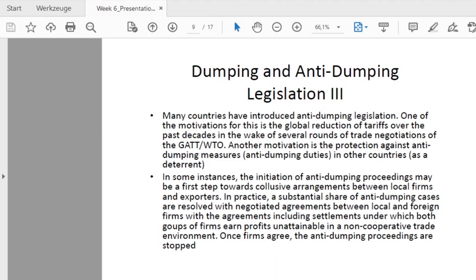In order to oblige the foreign firms to sit at the table to negotiate, you ask your own government to initiate anti-dumping proceedings. But as you can see in this case, those proceedings are only pressure on foreign firms to negotiate. And once they have reached a good agreement, these proceedings are stopped.